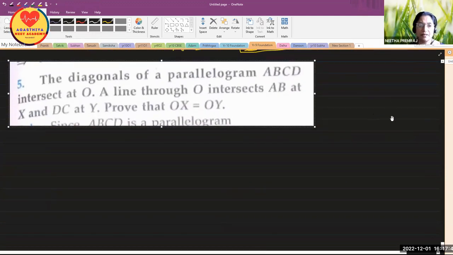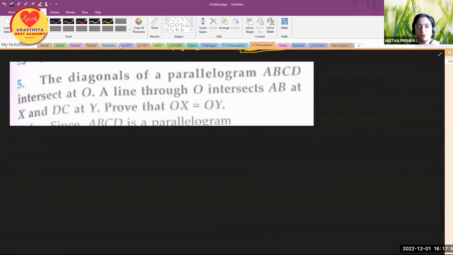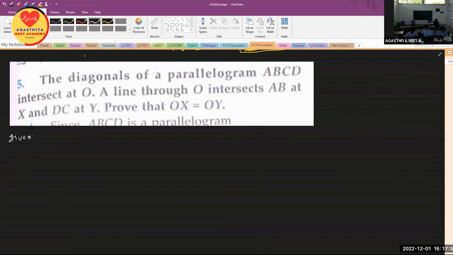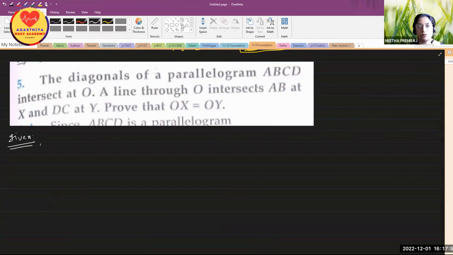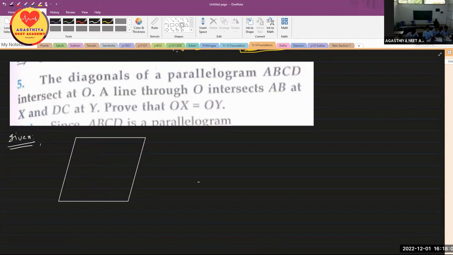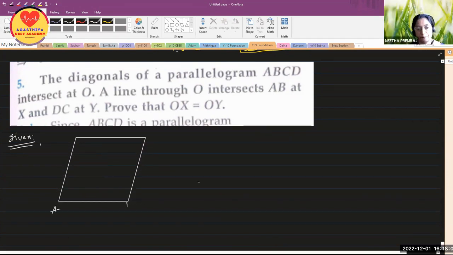Okay, guys. See the sum. Diagonals of a parallelogram ABCD intersect at O. First, we draw a parallelogram. I name it as ABCD. Okay, draw the diagonals.